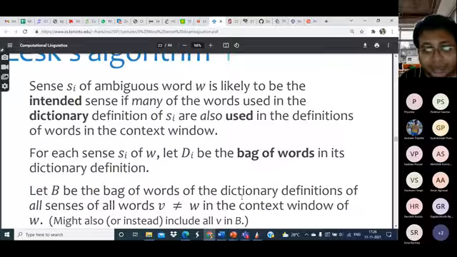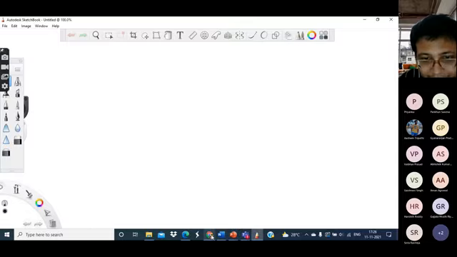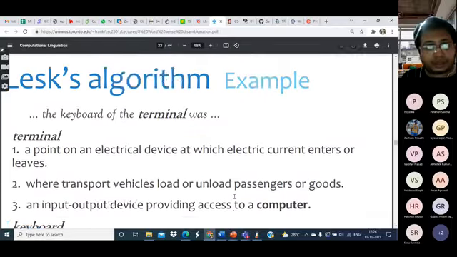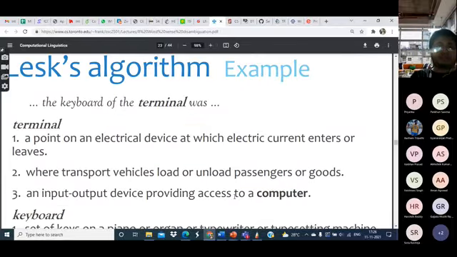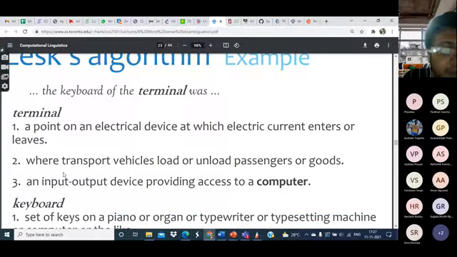Let us first come to an example that will help. The keyboard of the terminal was... Now I am trying to understand the sense of this word terminal. If I go to WordNet, it gives me that this word terminal has three senses. One is related to electrical devices. The second is related to transportation, say rail terminus or bus terminus. And the third is related to computer terminals. So there are these three possibilities.